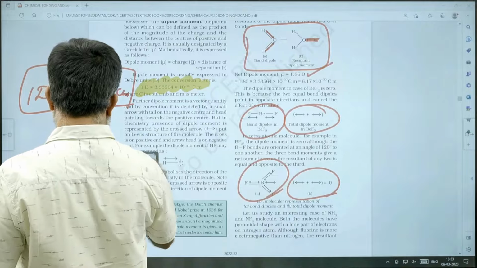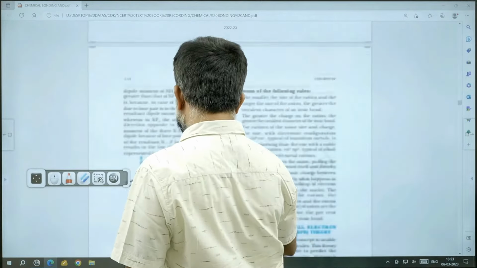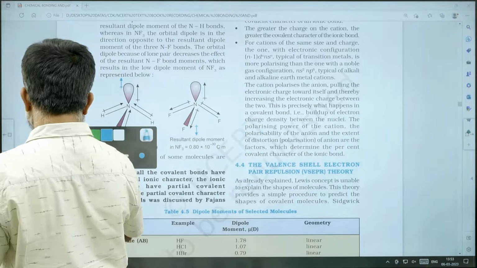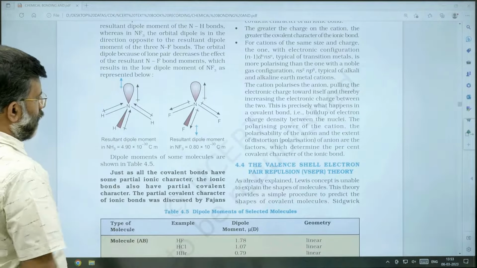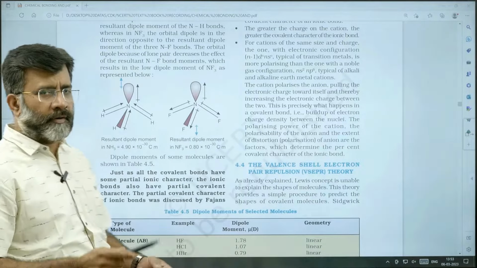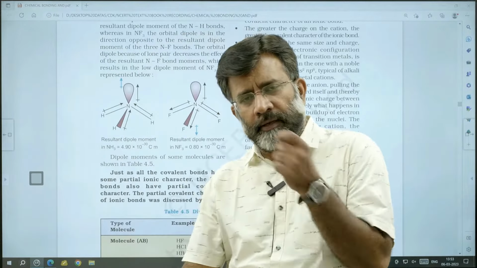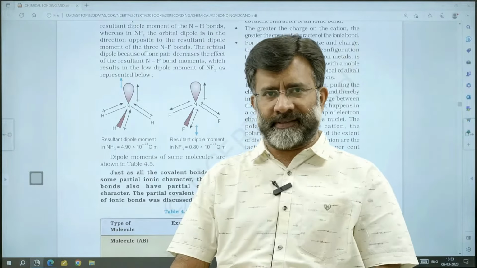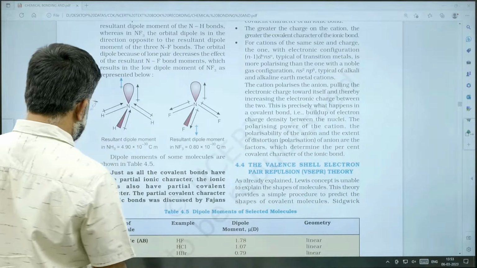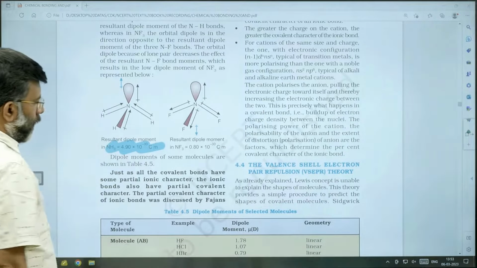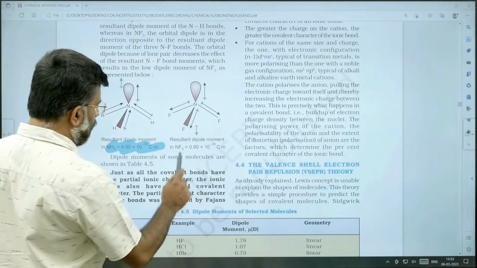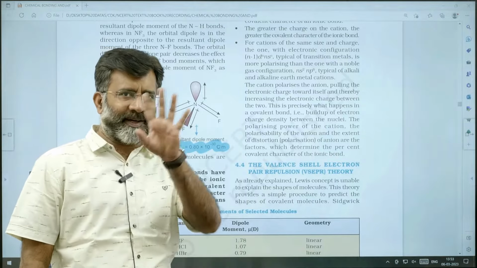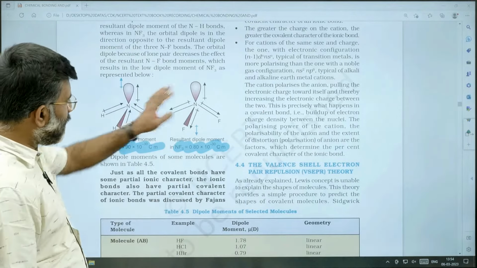There is an important comparison that has come many times in exams, regarding the dipole moment of ammonia and NF3. This is the ammonia molecule and this is NF3. We know fluorine is highly electronegative. When highly electronegative fluorine comes, it is expected that the dipole moment increases, but unfortunately, the scenario is opposite. In ammonia, the dipole moment is 4.9 into 10 power minus 30 coulomb meter, while in NF3 it is 0.8 into 10 power minus 30 coulomb meter.